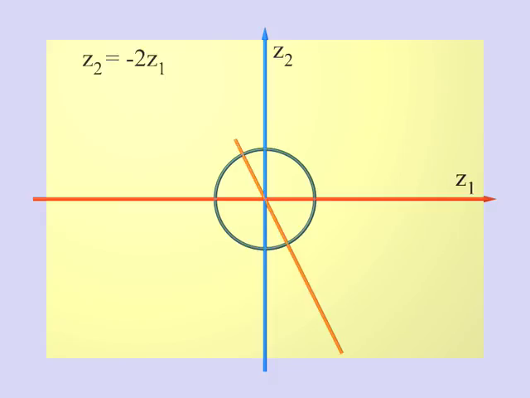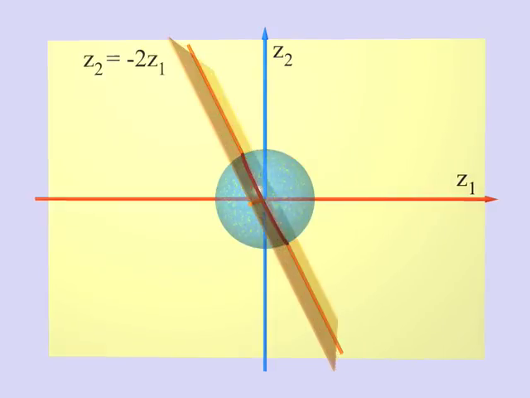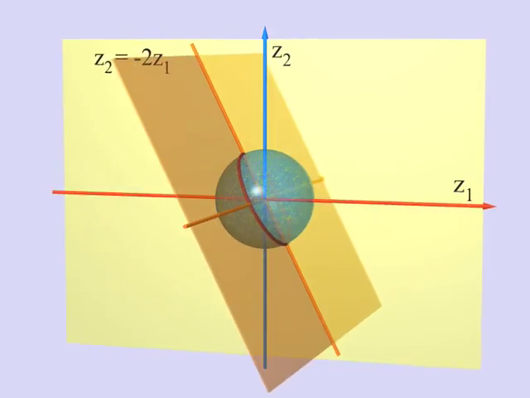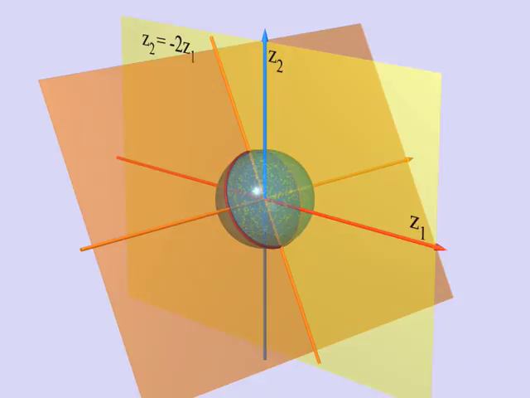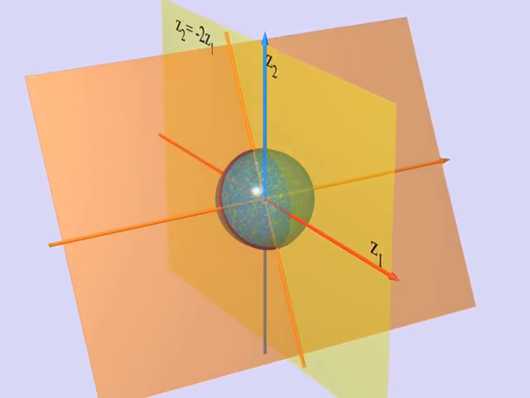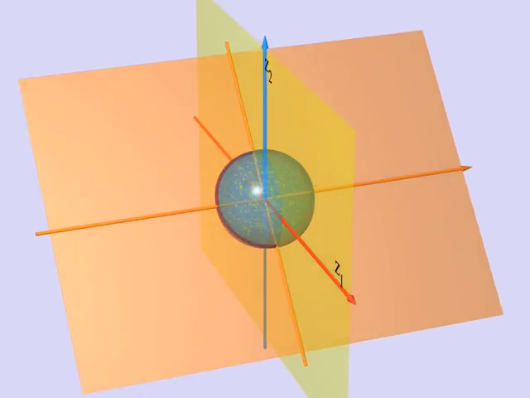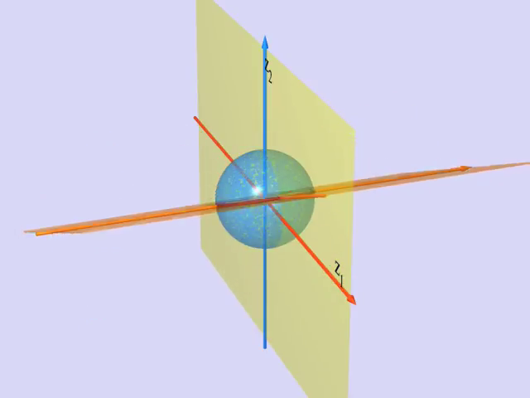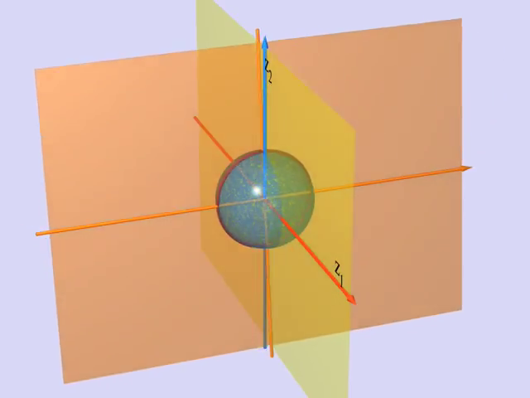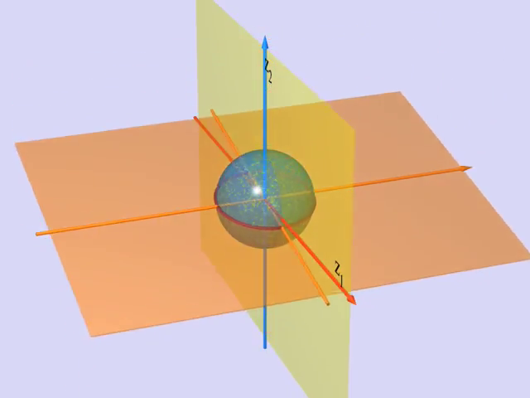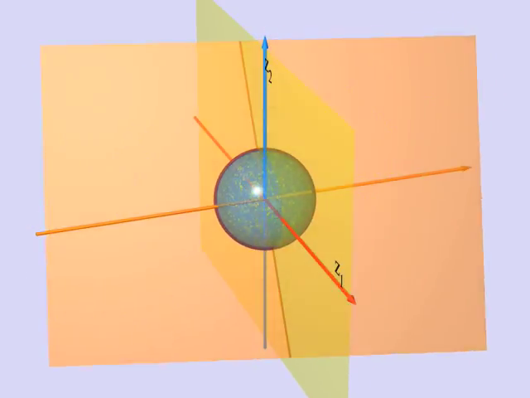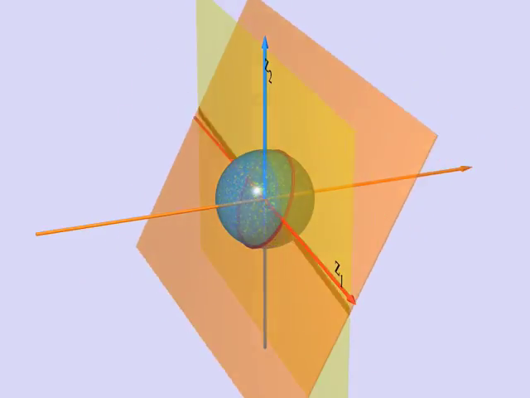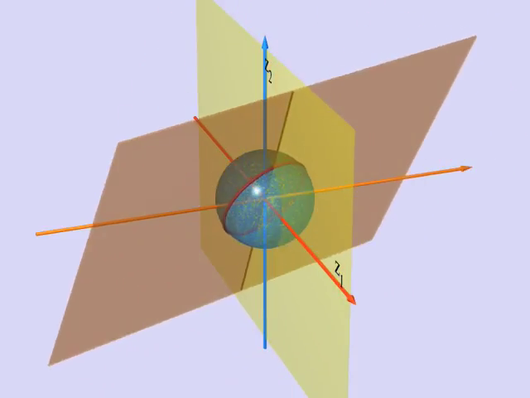Here you can see the line with equation z2 equals -2 times z1. But we could do the same with any line, z2 equals a times z1, for any complex number a. In this manner, the three-sphere in four-dimensional space is filled with circles. One for each complex line through the origin in our plane of two complex dimensions.